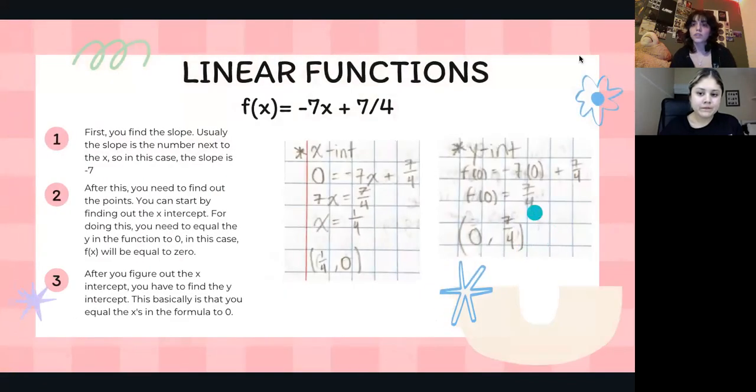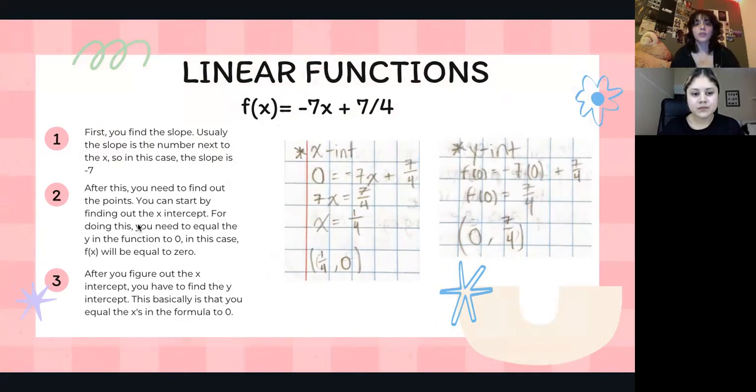So first, the problem of linear functions. First, you have to take the slope, and the slope in the function is always the number that comes with the x. So here you don't really have to use the formula. Here our slope will be -7.